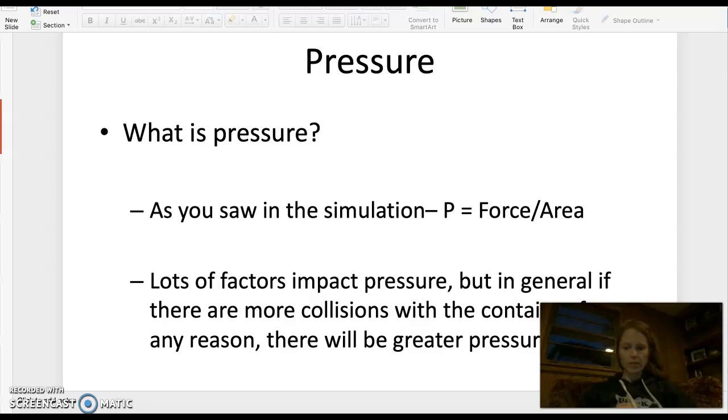And so you should have noticed that as you were working through that simulation, that pressure is just a way to talk about the amount of force that's being exerted over a given area of space. And so there are lots of things that will impact the pressure. You saw some of them as you worked through the simulation. But in general, all of them sort of come back to this idea that the more collisions there are with the sides of the container, for whatever the reason is, there's going to be greater pressure. And that's sort of going to be our guiding principle when we're thinking about pressure.